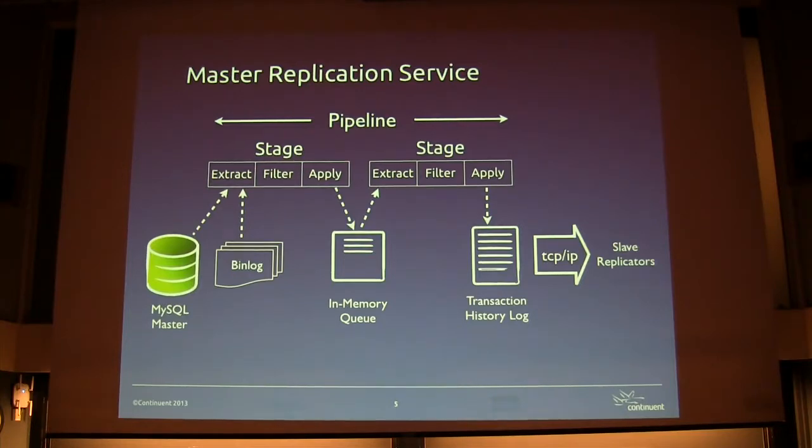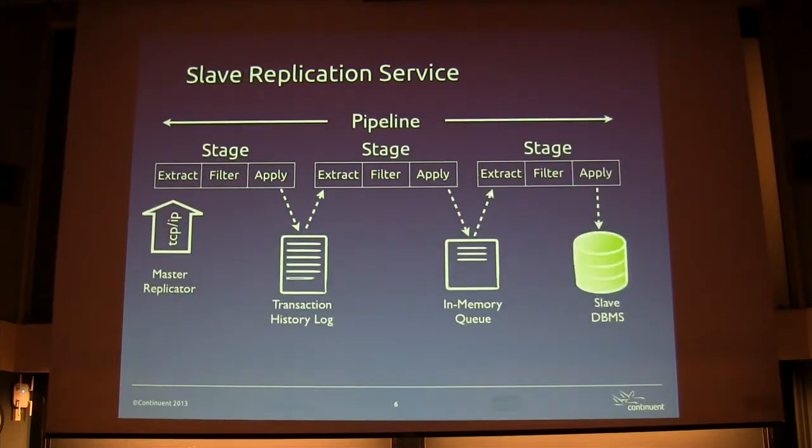But the stages that we have regularly are: one stage that gets the data from the master, and in this stage we have the extraction of the data. Then we have the possibility of filtering the data in that stage. Then we apply the data to the transaction history log, the THL. The data then goes to the stage where it is pulled from the slave. The slave takes data from the THL and puts that in a queue. And finally, from the queue, it goes to the slave. In each one of these stages, we can apply filters. So we can decide that we want to filter off some tables from the master, and it doesn't go even to the transaction history logs.